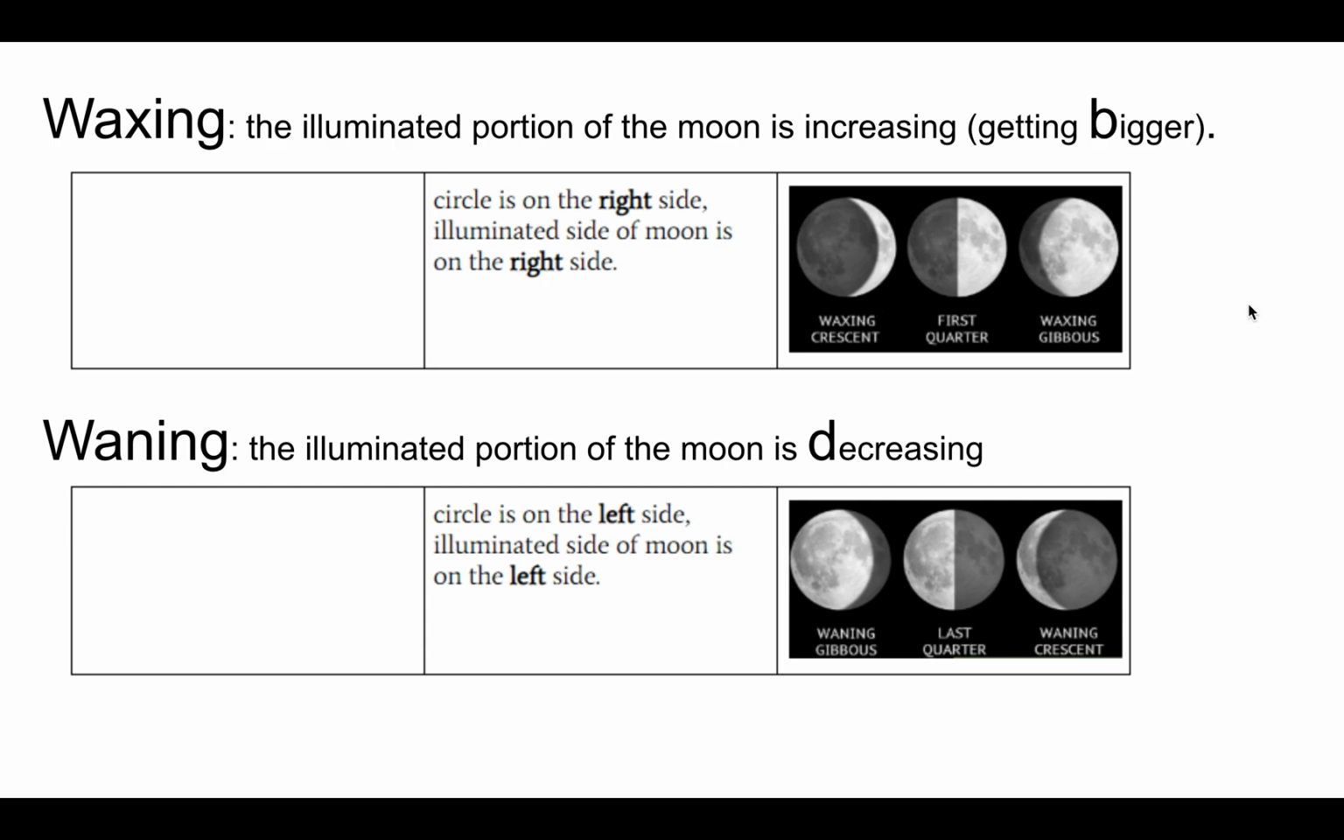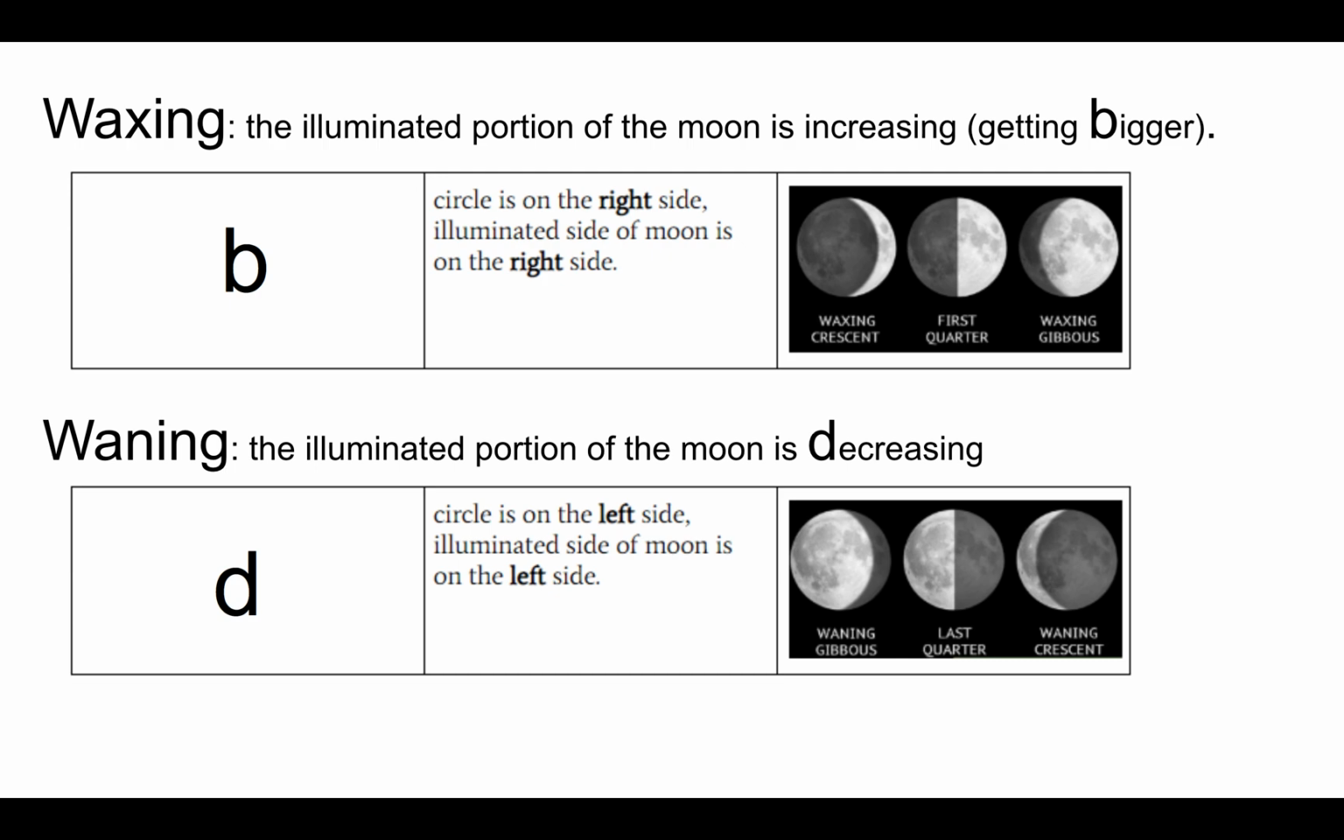So one way I remember this is by looking at the letter B, B for bigger, because the lit up side is getting bigger. The circle is on the right side of the line. So anytime I look at the moon and I want to know whether it's waxing or waning, I hold up a circle with a line, a circle on the side of the moon that's lit up, put a line, and I know that it's getting bigger.